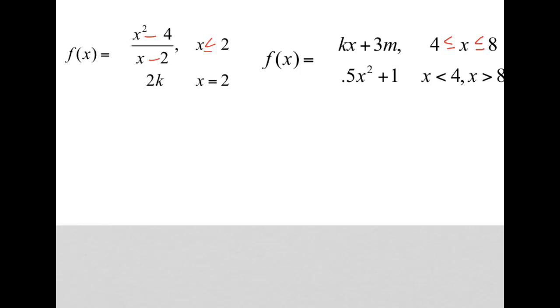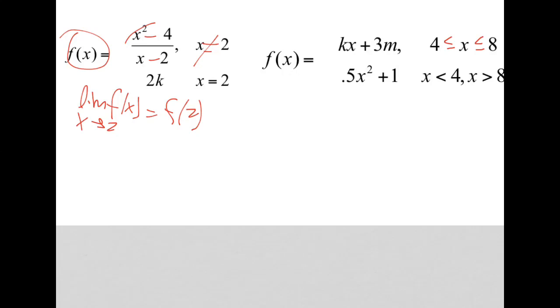Okay, let's find some values of k and m here that make these functions continuous. So let's look at this first function over here first. The idea here with this one is that we need to make the limit of f of x as x approaches 2 equal to f of 2, the value of the function. So we're going to set these two branches equal to each other.